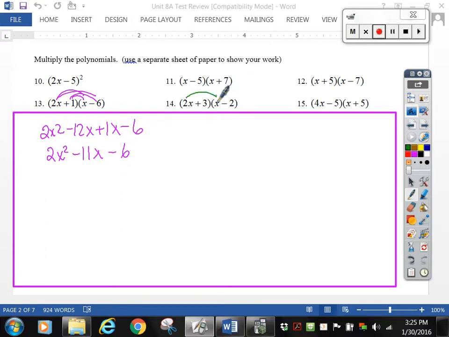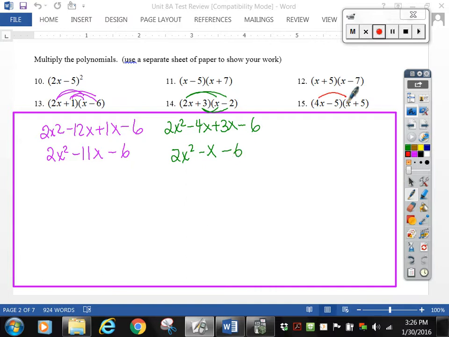Okay, here 2x times x is 2x squared. 2x times minus 2 is minus 4x. 3 times x is 3x, and 3 times minus 2 is minus 6. Combine my like terms and I get 2x squared minus x minus 6.